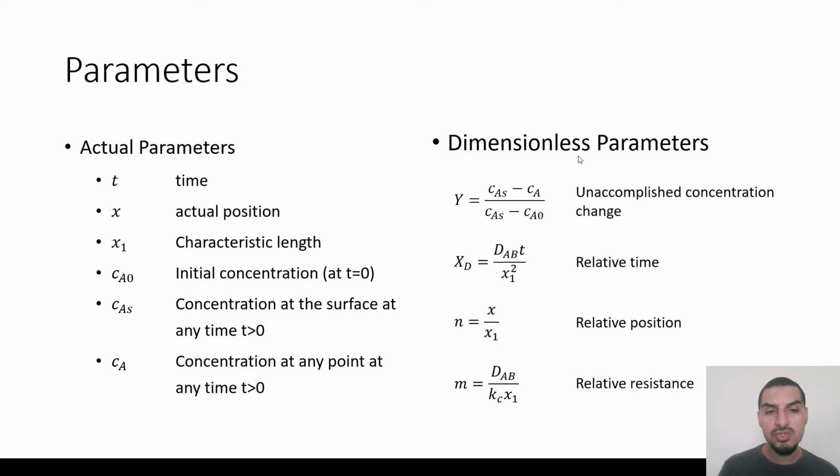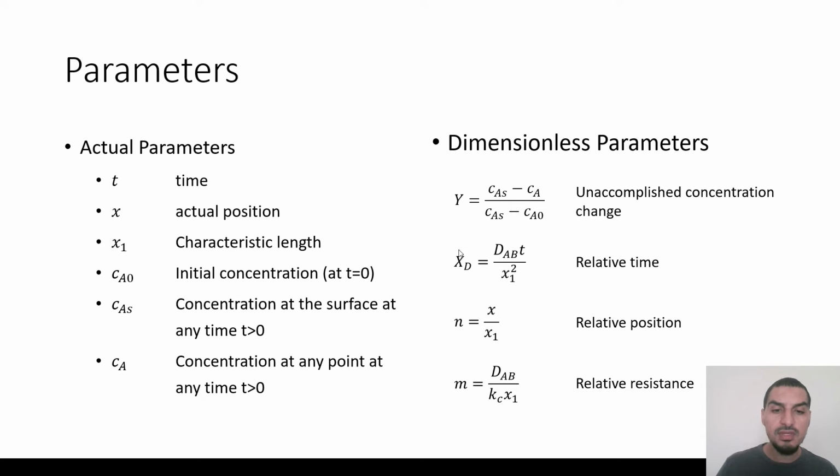We have Y, which is the unaccomplished concentration change, CAS minus CA divided by CAS minus CA node. The range of this Y, or CA, would be somewhere between CA node and CAS. This is the maximum and minimum values. So Y would be somewhere between 0 and 1. So this is the range of Y.